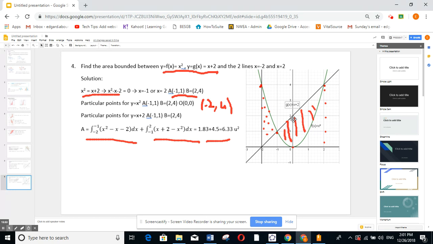In the second video, we're going to talk about integrating area with respect not to the x-axis, but with respect to the y-axis. See you in the second video.